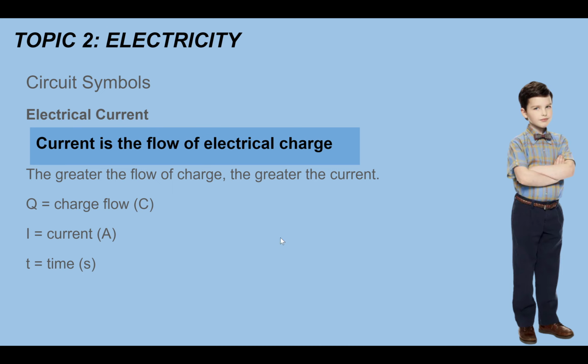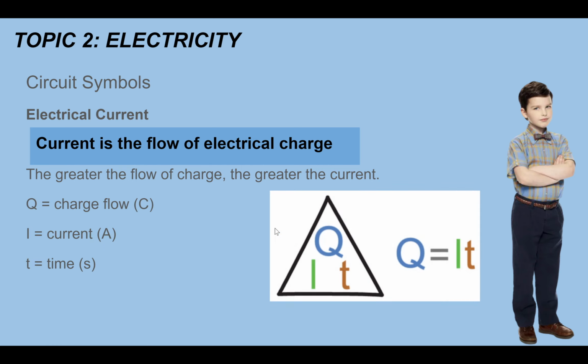Electrical current. Current is the flow of electrical charge. The greater the flow of charge, the greater the current. So Q is charge flow, I is current, and t is time. I don't know why I'm doing a little flip. Guess how you would arrange that. 3, 2, 1, and this is how you would. So charge flow, current, and time, all arranged like this. Oh, sorry, go back a bit. And these are your units.